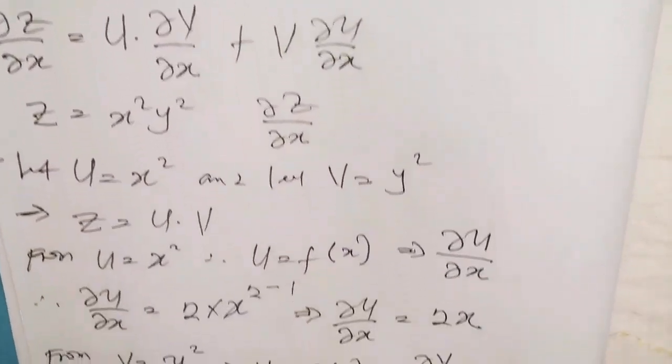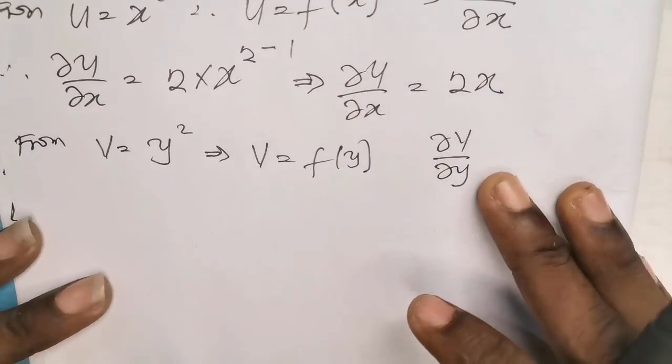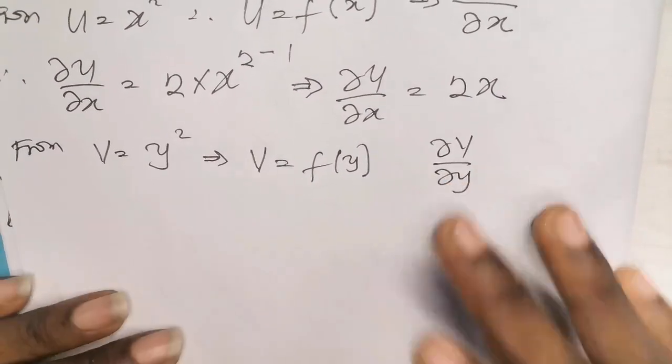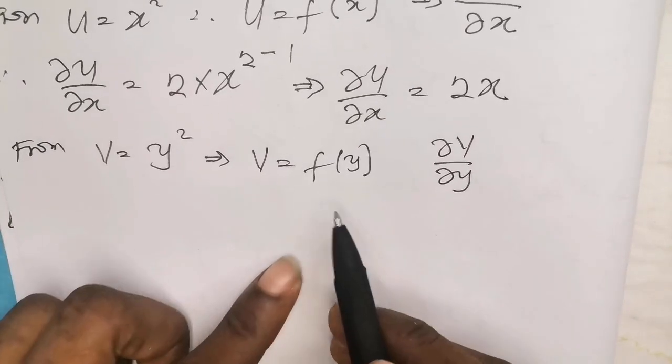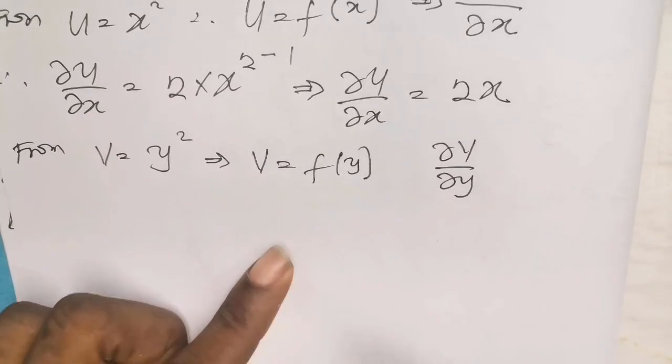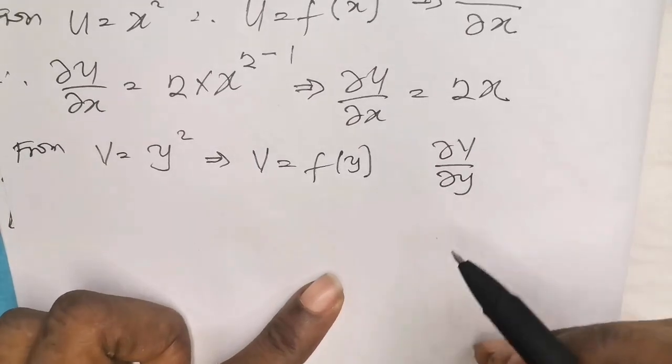All right. Now going back to this, since V is equal to y squared, it means V is a function of only y, and therefore I can only differentiate V with respect to y.